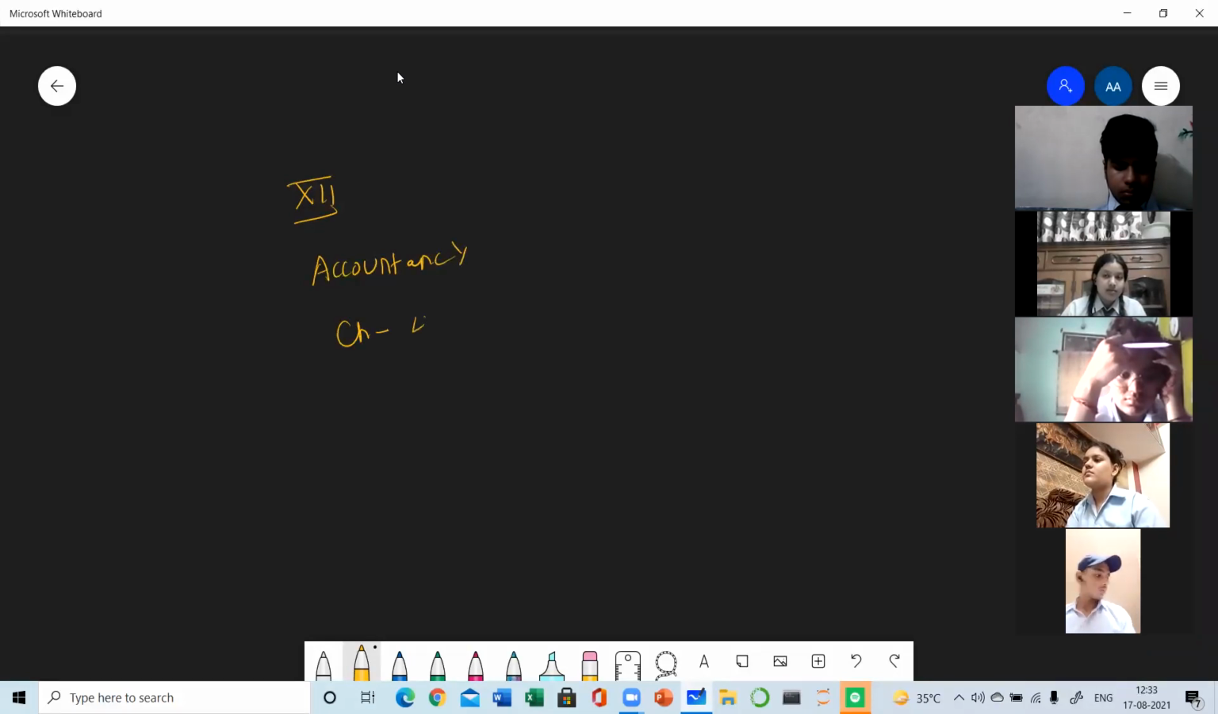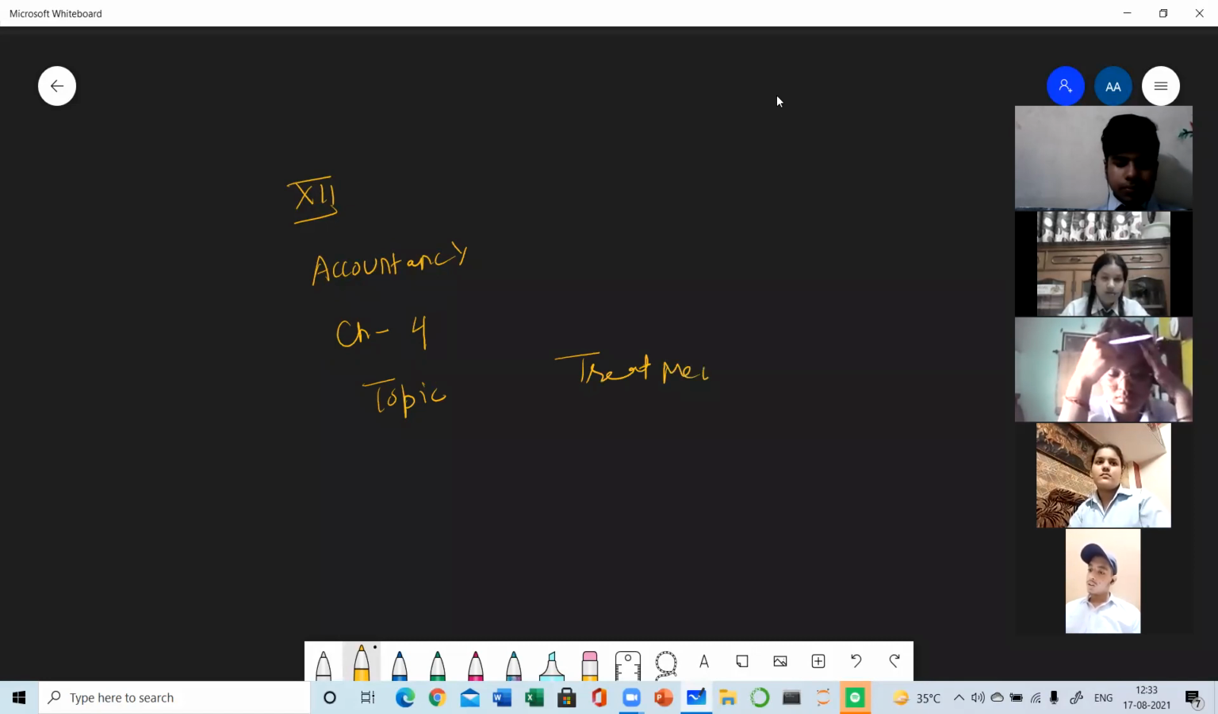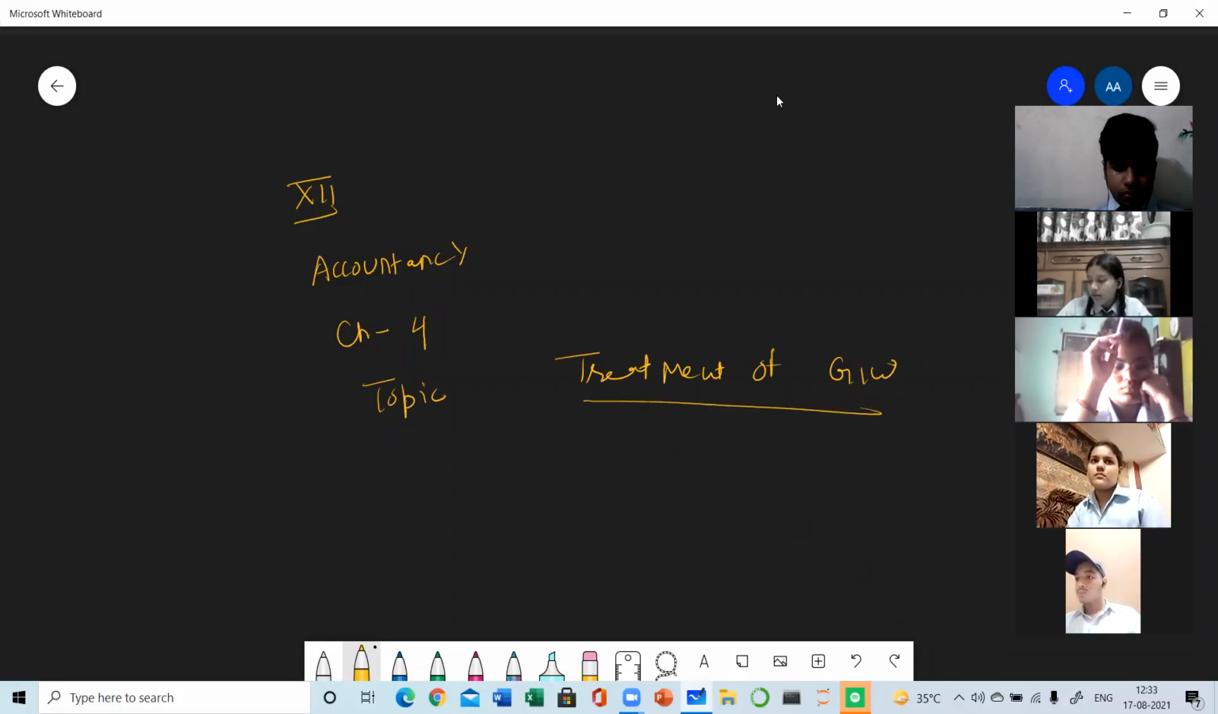Chapter 4, change in profit sharing ratio. Topic: treatment of goodwill. In the morning, we did gaining ratio and sacrificing ratio. Now it's time to use both the ratios.